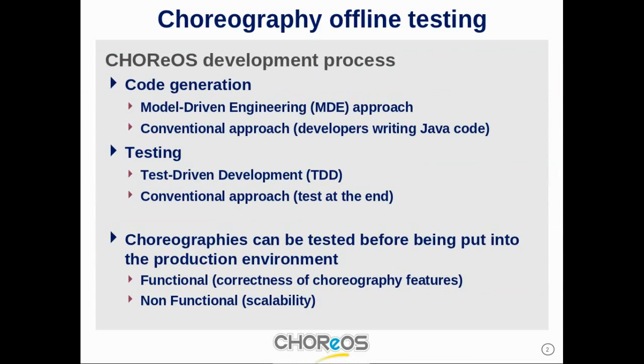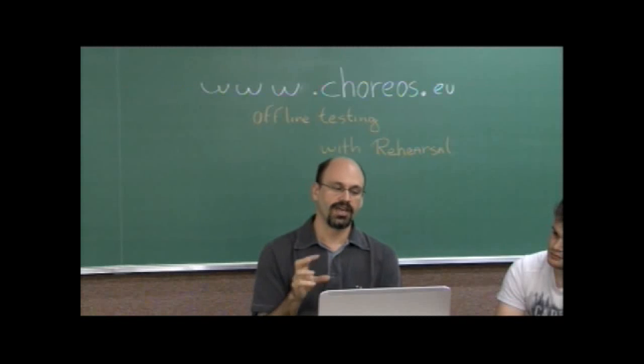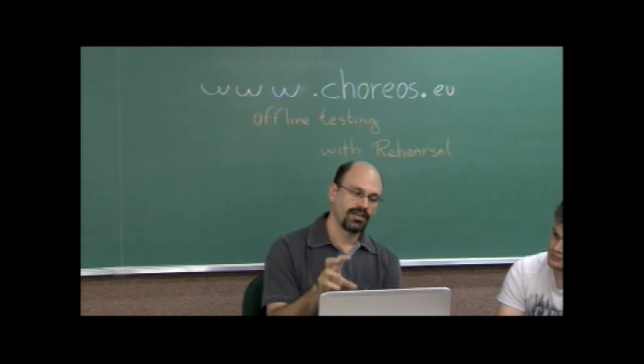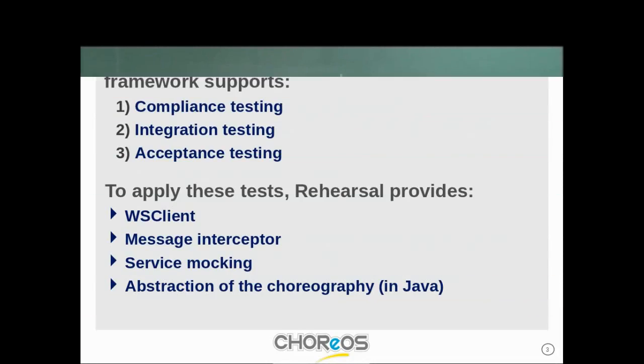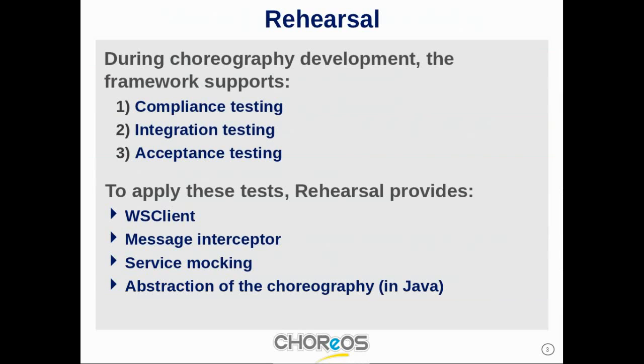So choreographies can be tested before being put into the production environment, and two different kinds of tests can be done. Functional tests to verify the correctness of the choreography operations, choreography features, and also non-functional tests, for example, to verify the scalability of the choreography. In this demo, we will concentrate on functional tests of correctness of the choreography, but Rehearsal provides support for both kinds of things. Rehearsal is an open source software.